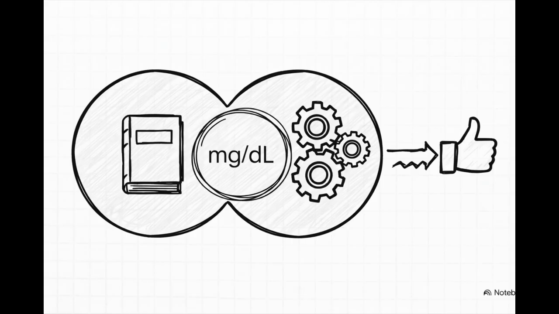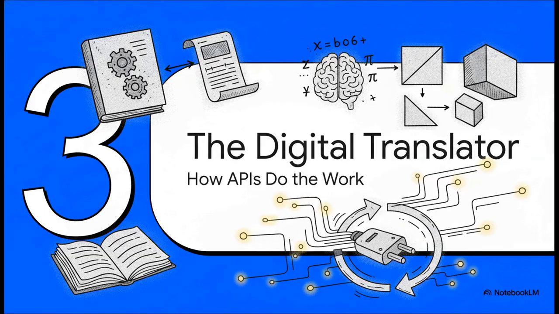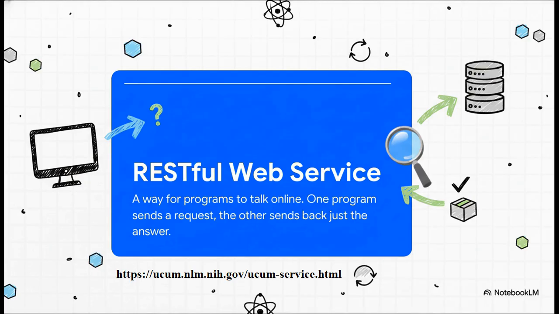And this little bit of overlap makes the transition to this smarter way of doing things way, way smoother. Okay, so we have our librarian to identify the test and our mathematician to understand the units, but how do we actually get them to talk to each other and do the work for us automatically? Well, that's where the digital translator comes into play. All this work is done by something called a RESTful Web Service.